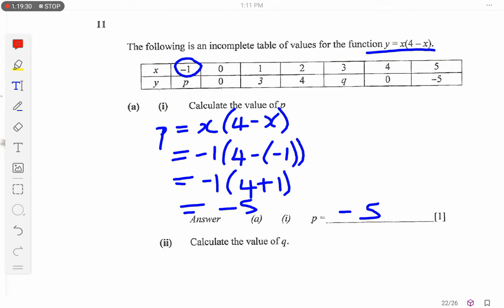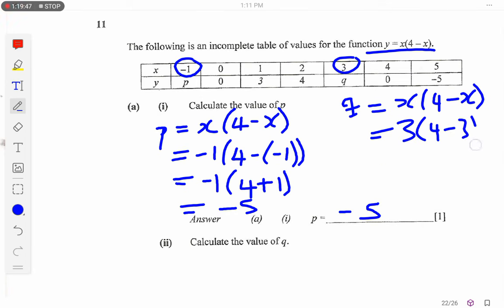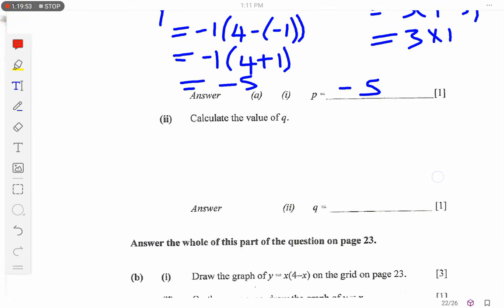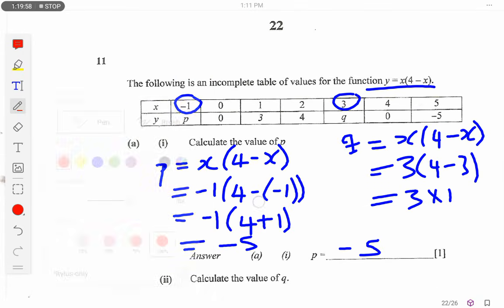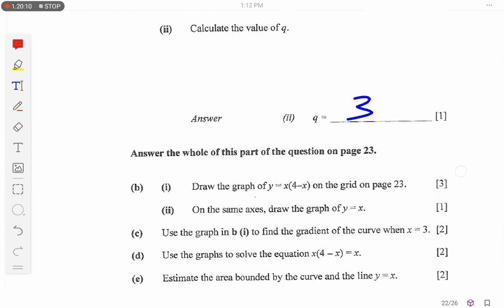Then the last one is saying q. So my q is going to be the same calculation. q is equal to x(4 minus x). My x is 3 there. So it's 3 times (4 minus 3), so it's 3 by 1. So I'll get 3. So my q is 3 there. And it makes sense. Here we said it's minus 5, here is 3. You can see I have minus 5 at the extreme, 3 there. That's how you can tell that you have done something correctly.